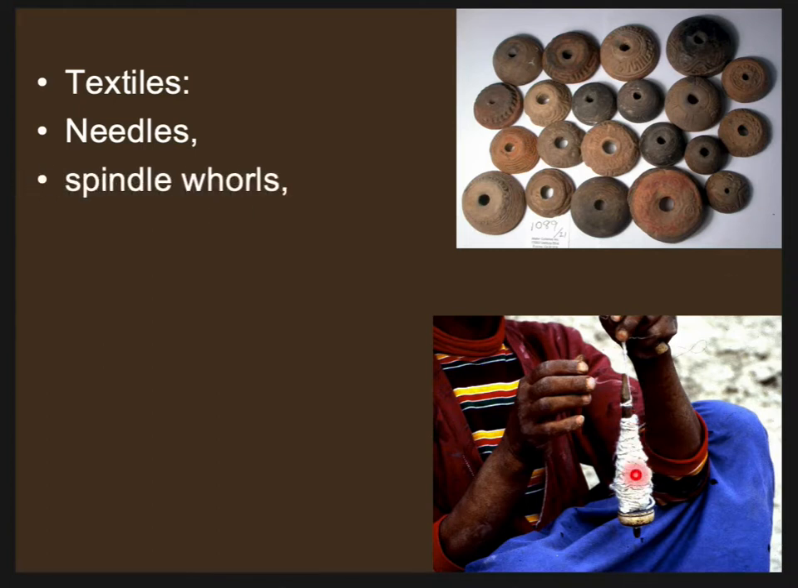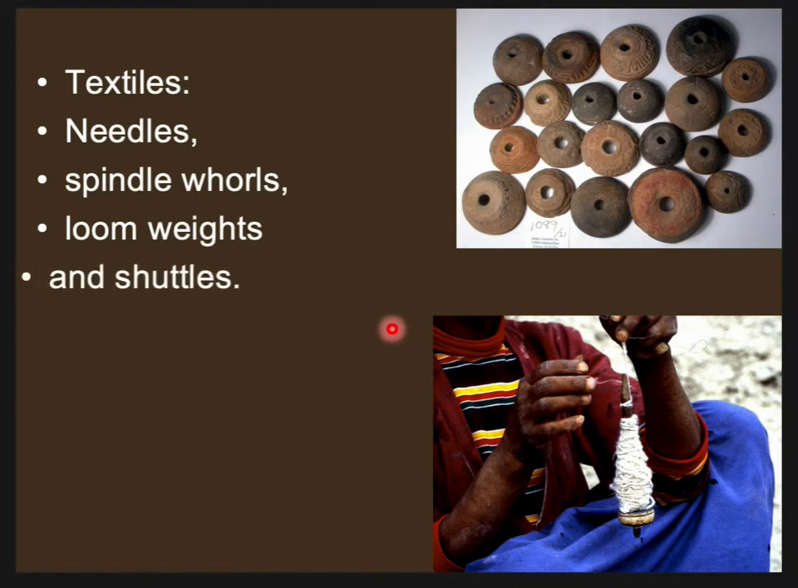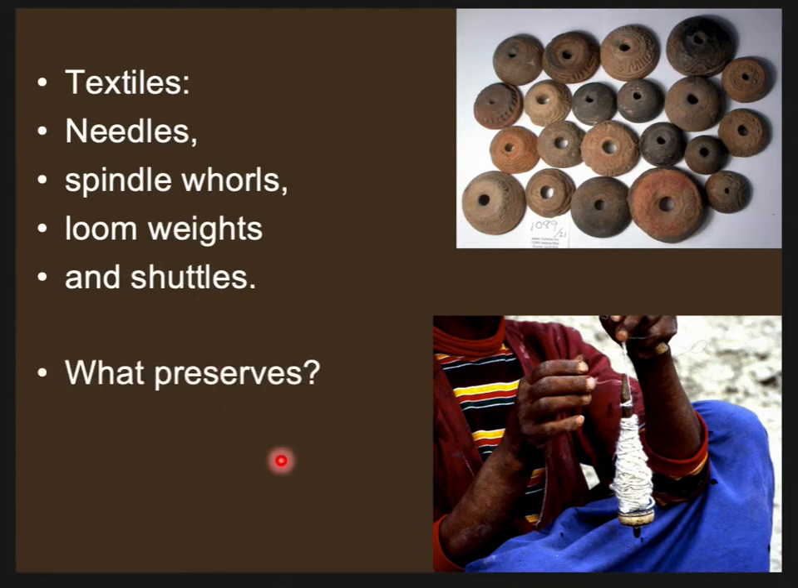The wood may not survive, but the whirl would. Maybe weights for the loom. The loom might not survive because it's made of wood, but the weights, which would not be made of wood, might survive. Shuttles, which would be used on a loom as well.